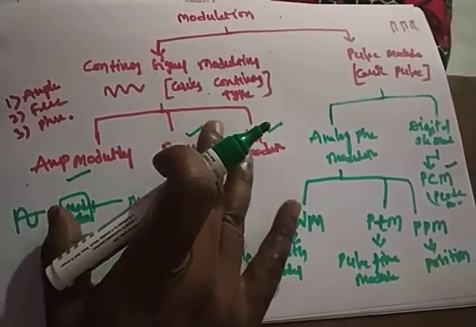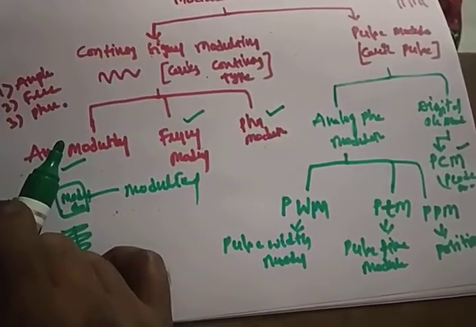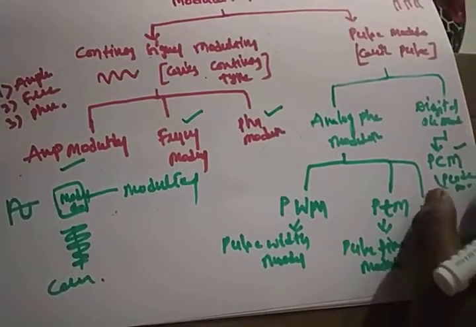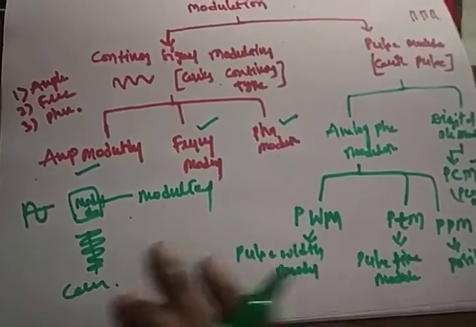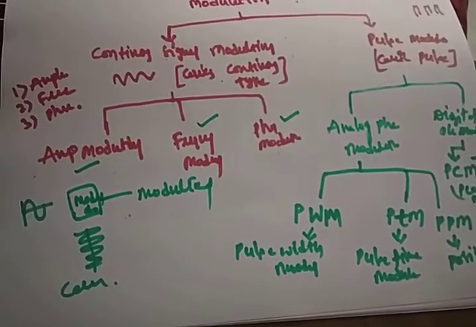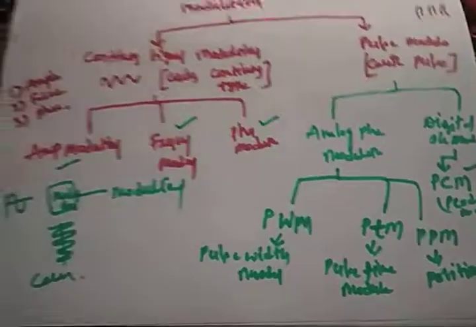So in the next session we are going to discuss these three: amplitude modulation, frequency modulation, and phase modulation. After that, we'll discuss pulse code modulation. With this we'll finish this concept and this unit. I hope it's clear as per my knowledge, because this is an electronics subject.